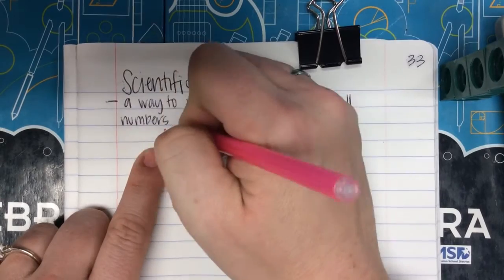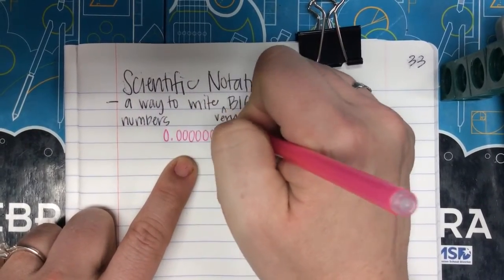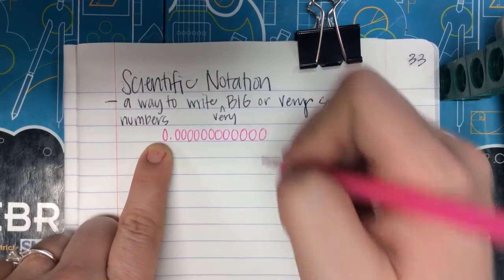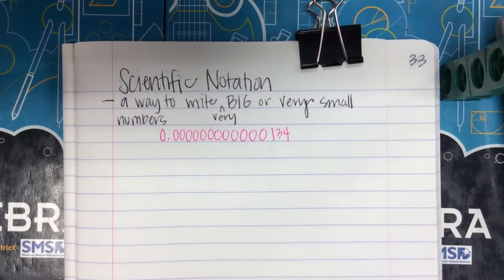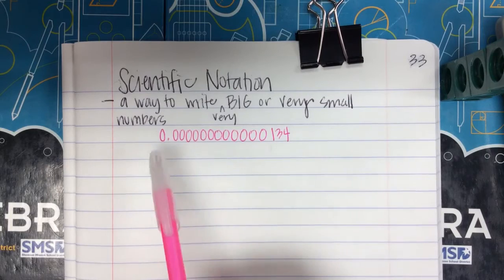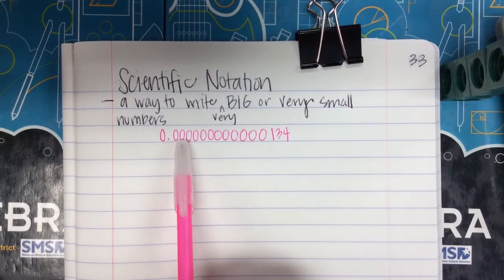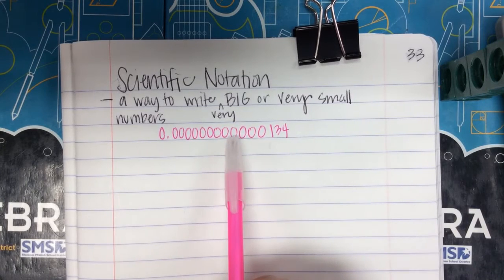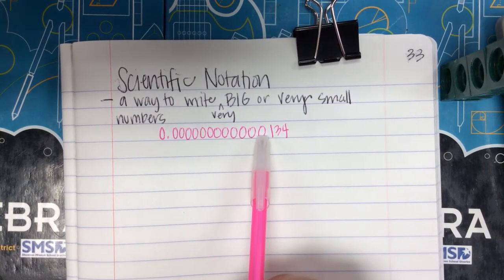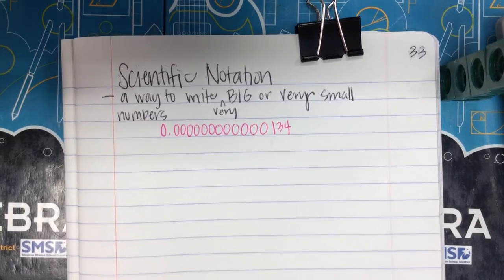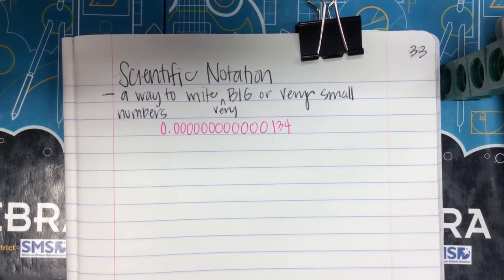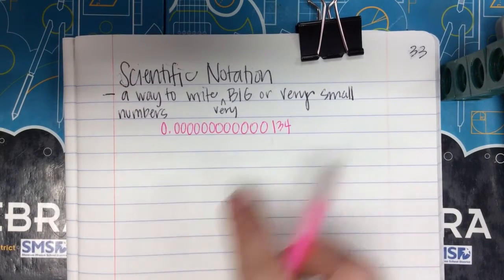For example, that's 12 zeros, not including the leading one. That's a really small number. If I was even going to attempt to read it correctly: tenths, hundredths, thousandths, ten thousandths, hundred thousandths, millionths, ten millionths, hundred millionths, billionths, ten billionths, hundred billionths, trillionths, ten trillionths, hundred trillionths. That's too much. It takes too long to read this number correctly.